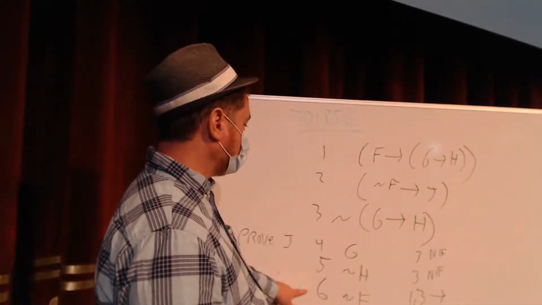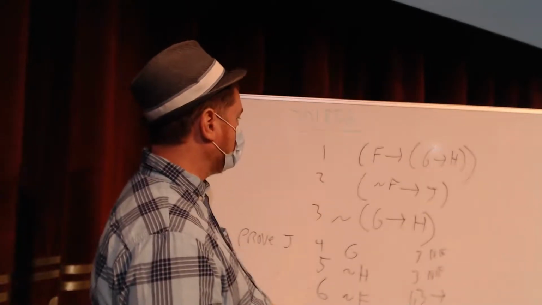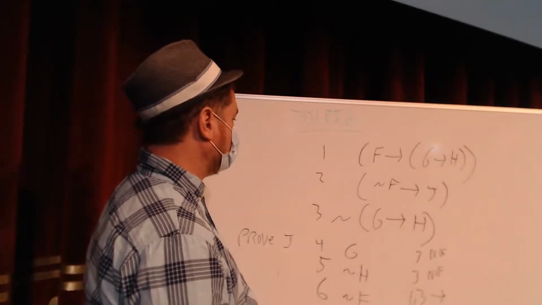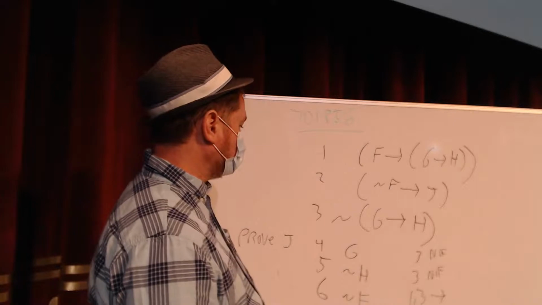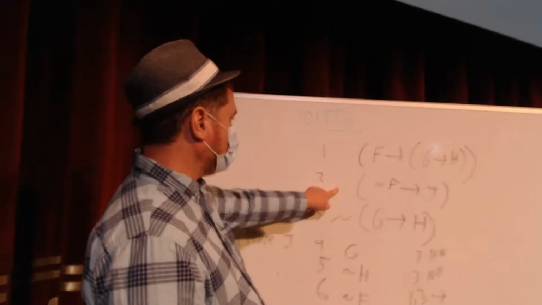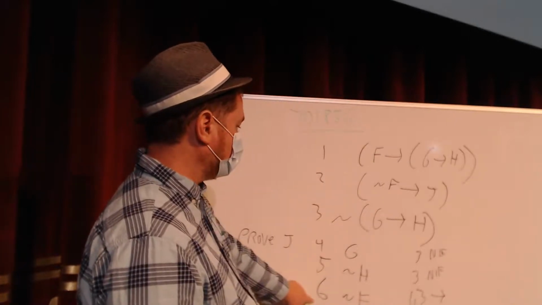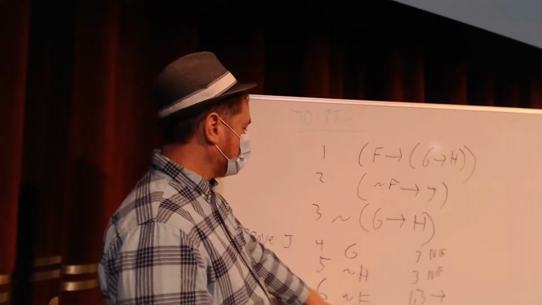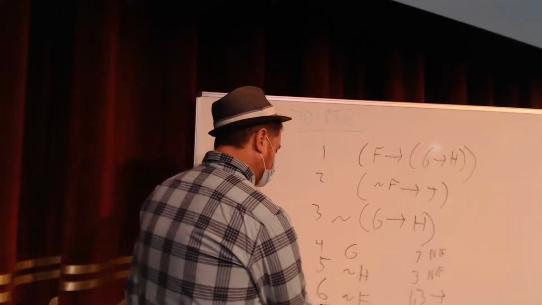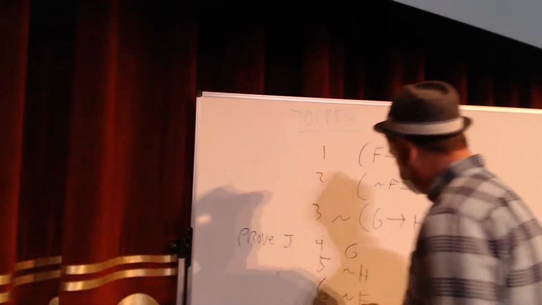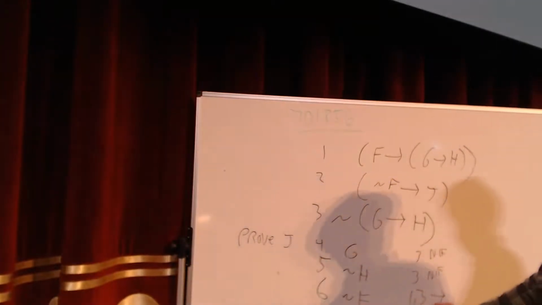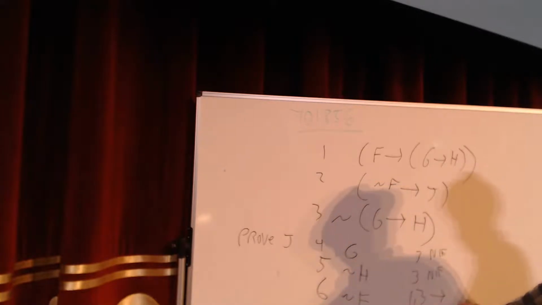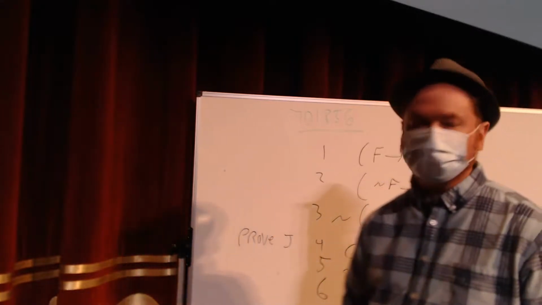And then once we've got 6, we start looking again and ask, is there any S or I rule we can use? And if we spot the combination of 2 and 6, 2 says I need a not F to get a J. 6 gives us not F. So step 7 will be J from 2 and 6 using the left to right arrow rule.